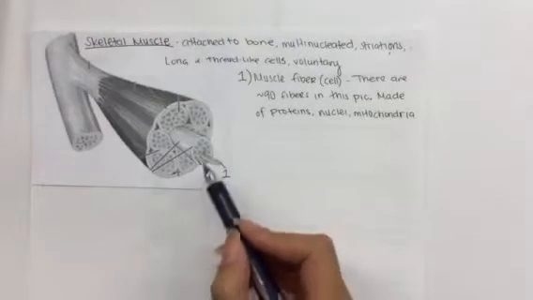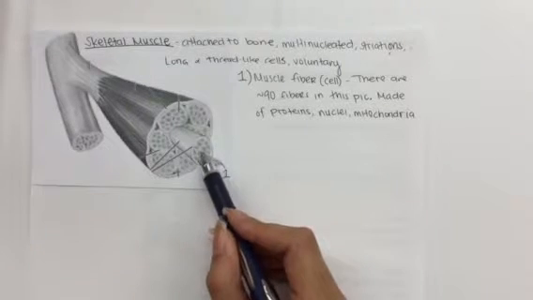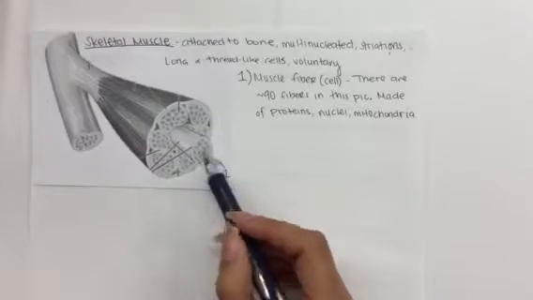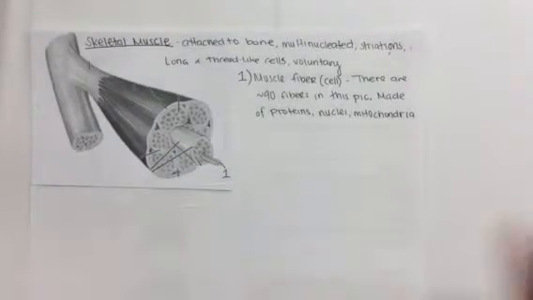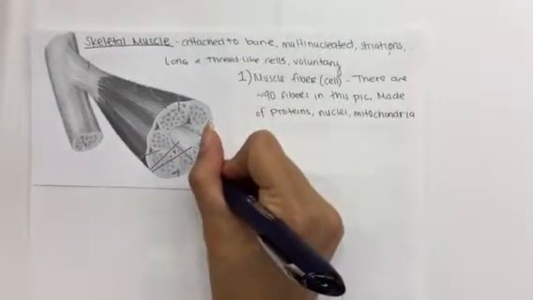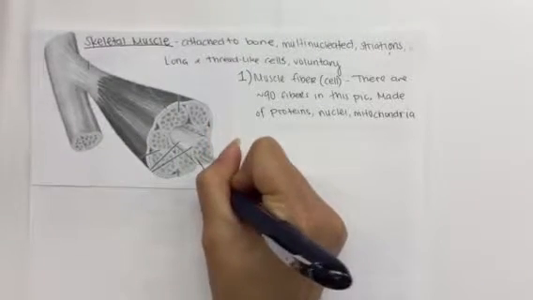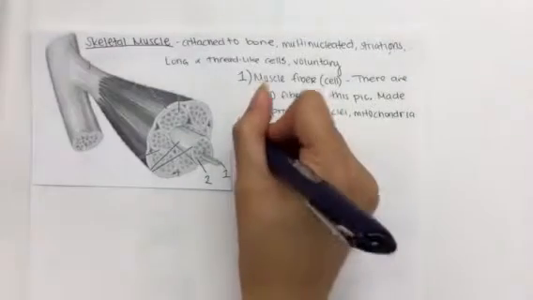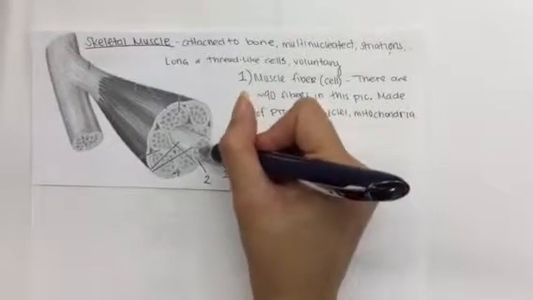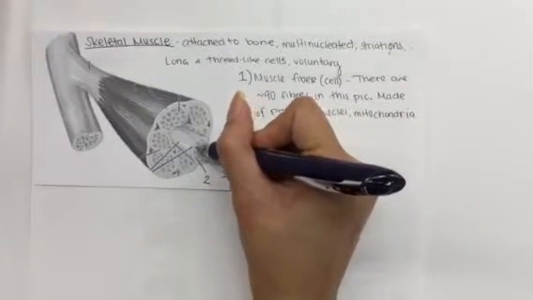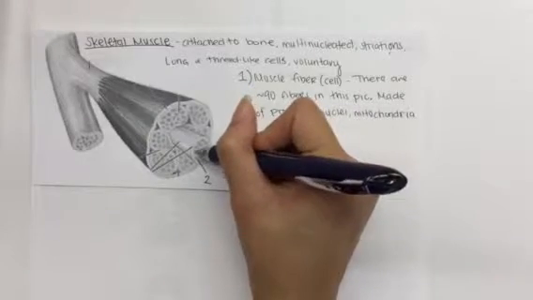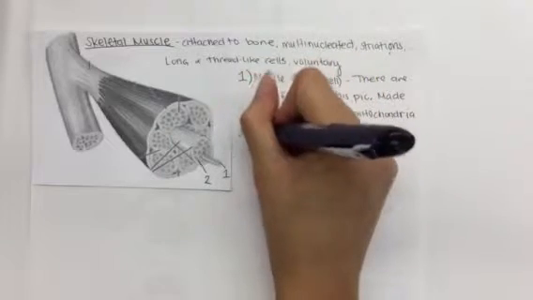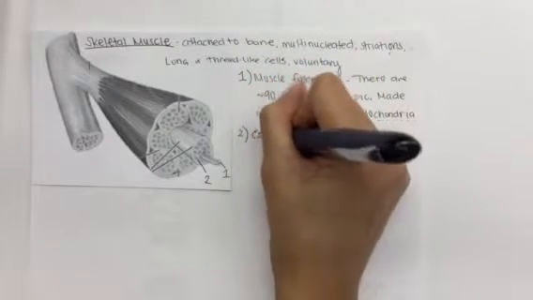Okay. Notice each muscle fiber is surrounded by this light gray color. That light gray color is actually connective tissue. So between each muscle fiber, we have connective tissue. So we're going to label this as number 2. The muscle fibers are the darker gray circles, and between each darker gray circle, there's some space. It's actually not space, it's connective tissue called endomysium.